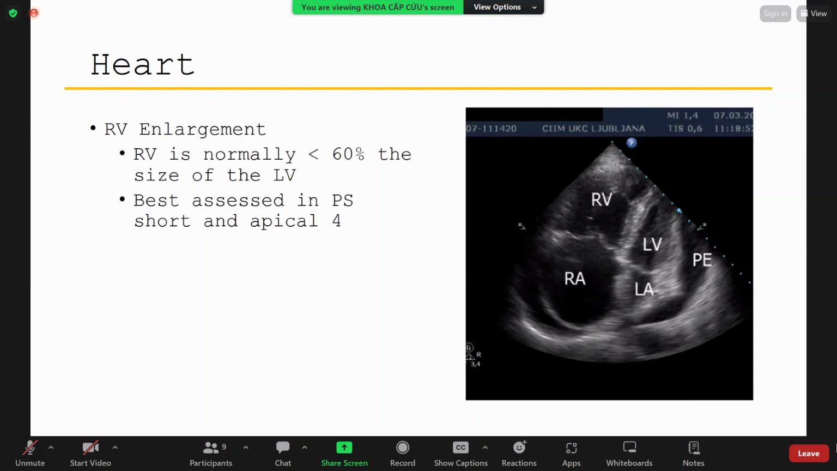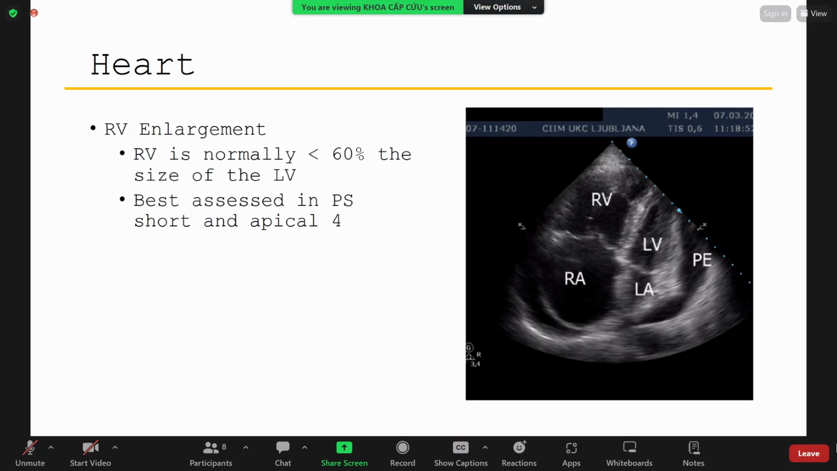I think that this can be a pretty tough exam finding to identify on ultrasound, just because you really need a good view and you really need to make sure that you're slicing the heart right in the middle. If you get a slice of the edge of the heart or it's off axis in any way, it can either falsely reassure you or it can falsely make you more concerned than you should be and make the RV look a little bit bigger than it is.